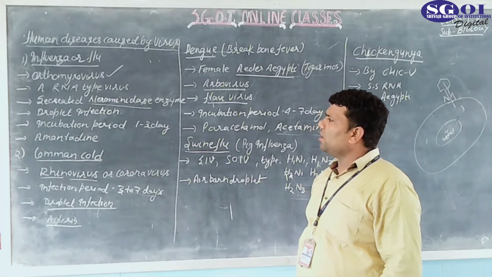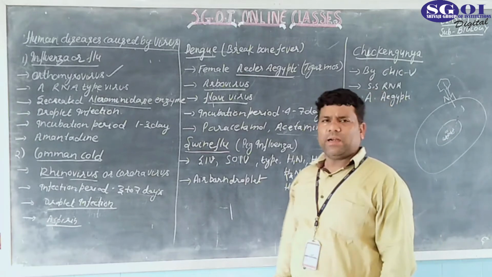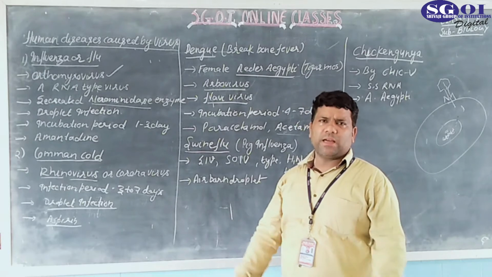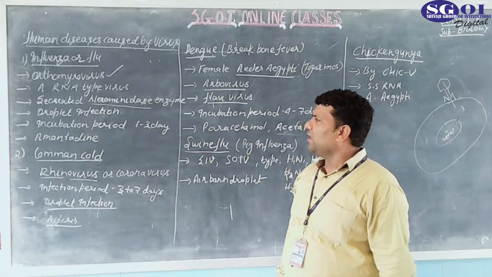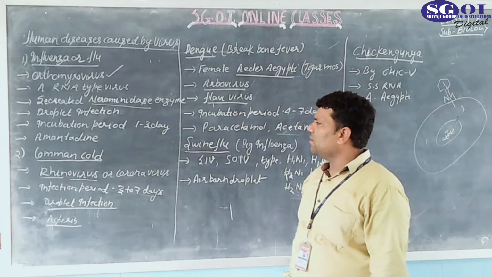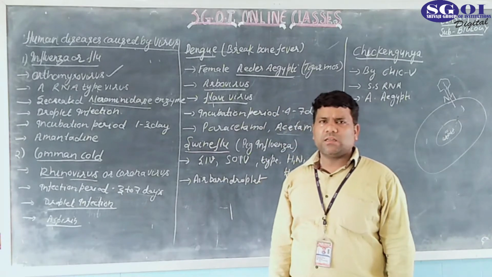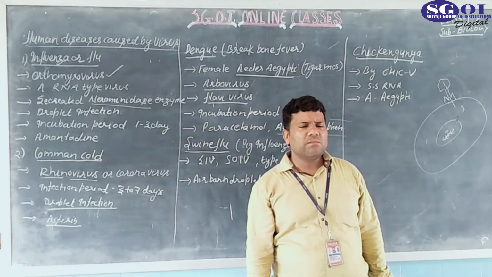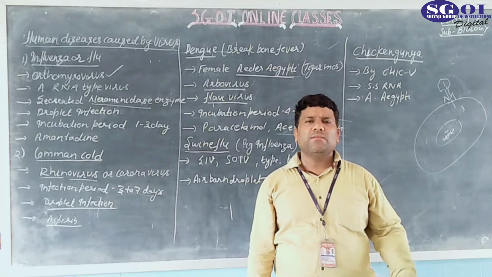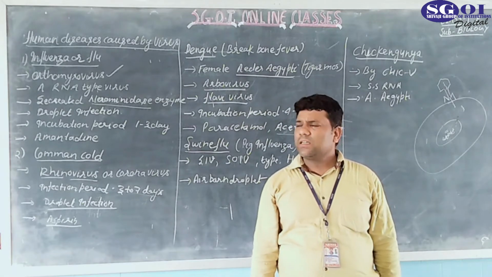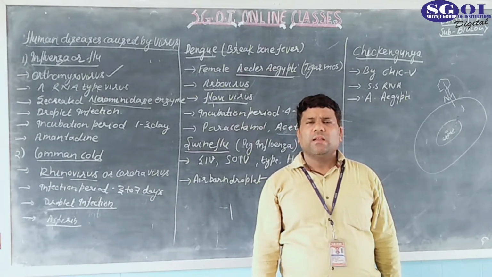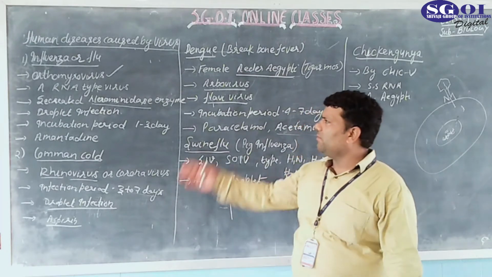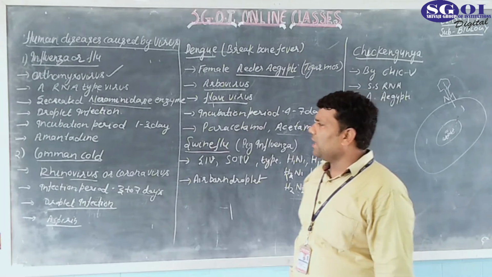Influenza or flu is a type of droplet infection. It means that it can be spread by the droplet infection method. The incubation period of influenza is 1 to 3 days, and the symptoms of influenza virus are high fever, headache, muscle pain, sneezing, and coughing. These are the symptoms of influenza virus.